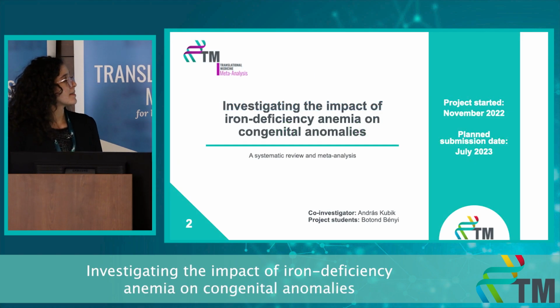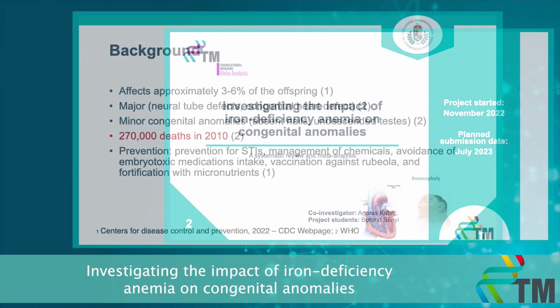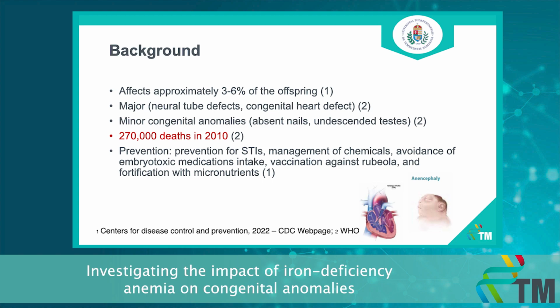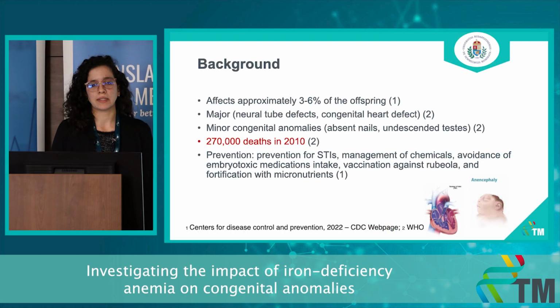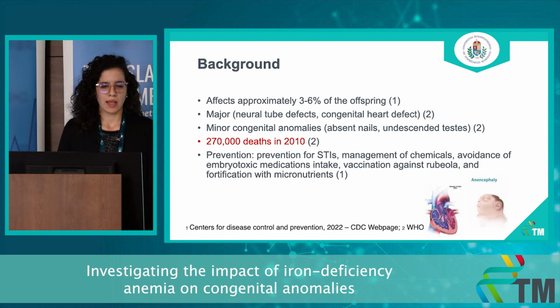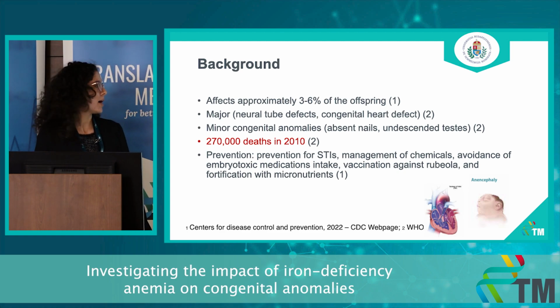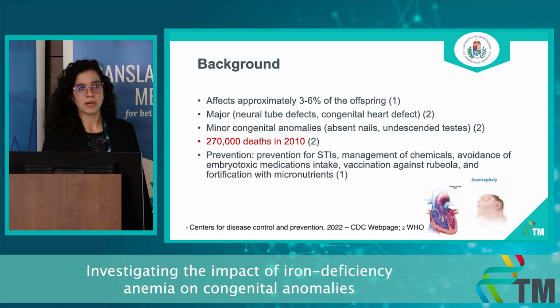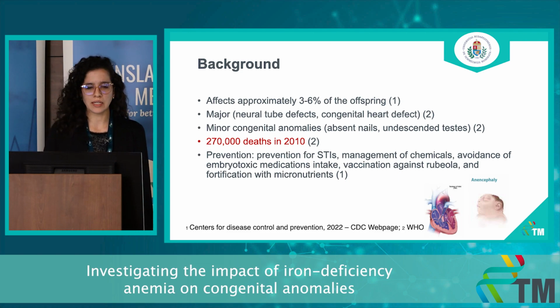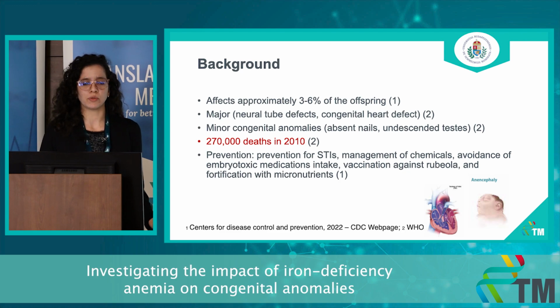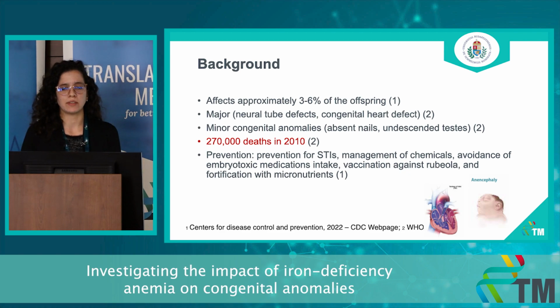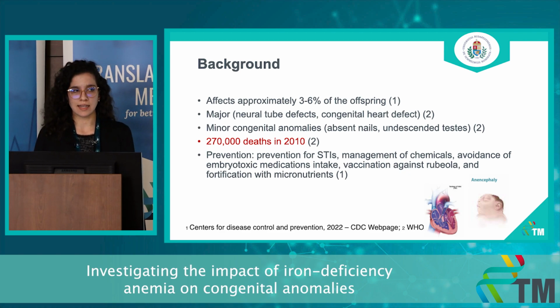The second topic is investigating the impact of iron deficiency anemia on congenital anomalies, a systematic review and meta-analysis. We have that congenital anomalies affect approximately 3 to 6% of the offspring, according to CDC. And they are divided into major and minor congenital anomalies. So for example, the major ones are life-threatening. And for example, we have neural tube defects, congenital heart defect as well. And the minor ones, absent nails and undescended testes.